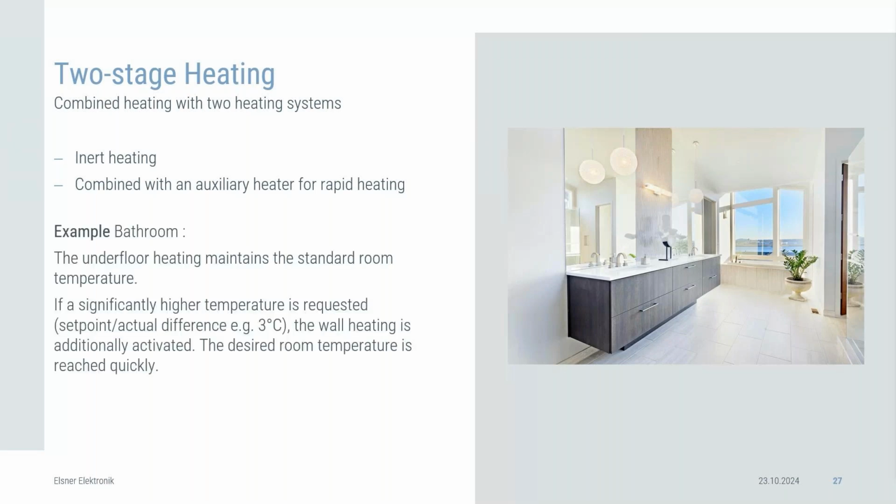So a quick example, the underfloor heating maintains the actual room temperature. If a significantly higher temperature is requested by the user or someone who is entering the room, then the wall heating can be activated as well, for example, to close the gap to the desired set point. This helps to reach the desired room temperature way more quickly than only using the underfloor heating. How do we do that in KNX? We have to use the two-stage heating.